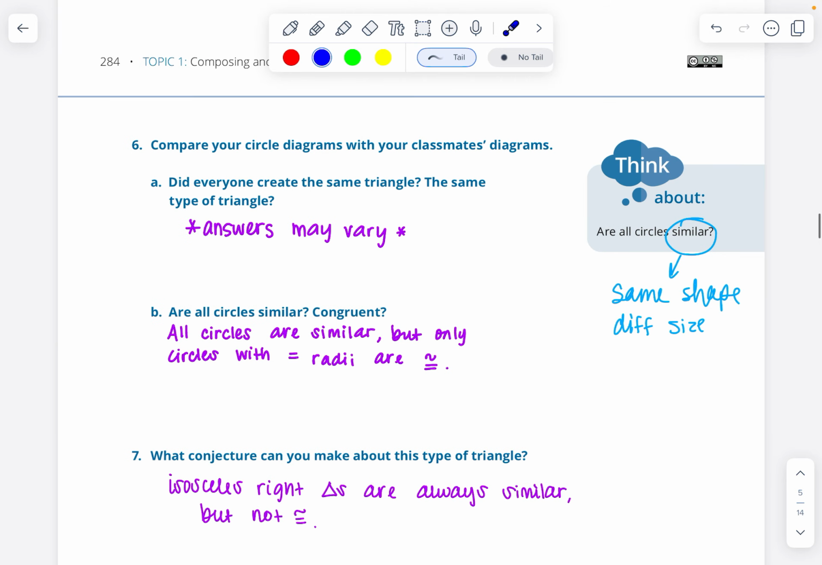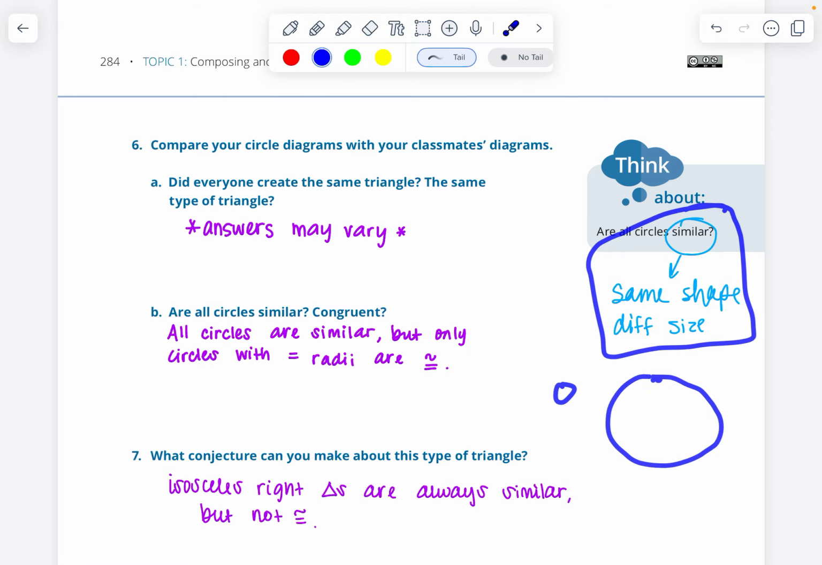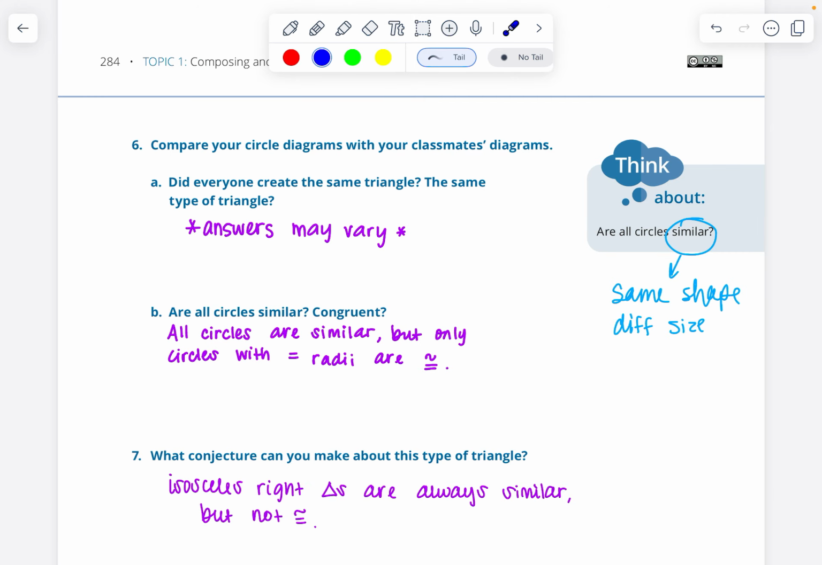Number 6, compare your circle diagram with your classmates. Did everyone create the same triangle? If you guys obviously did this on your own, you would have created different triangles. So, yeah. And then part B, are the circles similar? Yeah, all circles are similar, but not congruent. So similar just means same shape, different size. So if you have a circle this size and this size, they're similar because they're the same shape, but they're different sizes. They're not congruent because obviously one is bigger than the other.